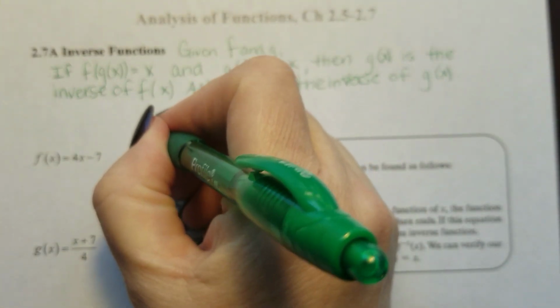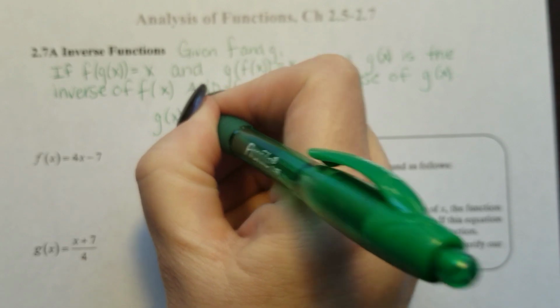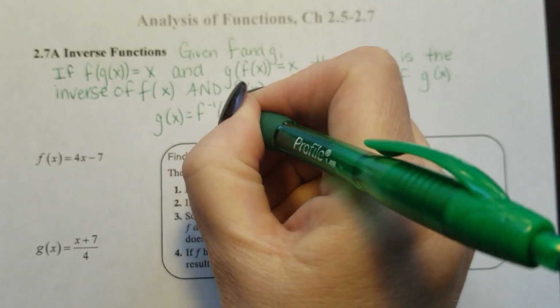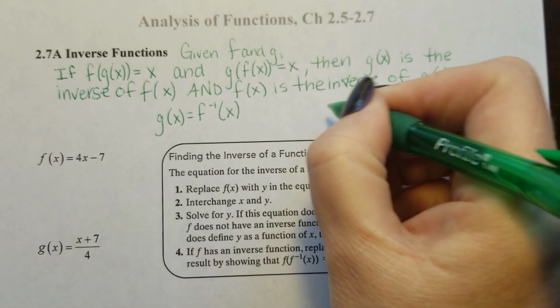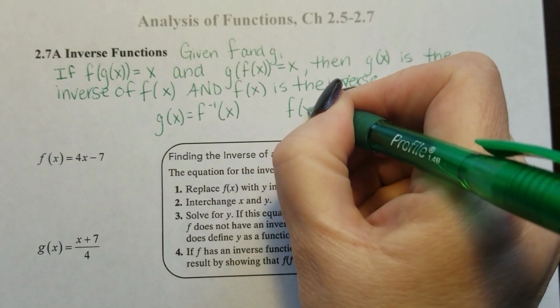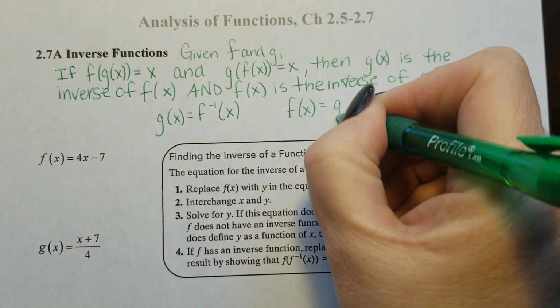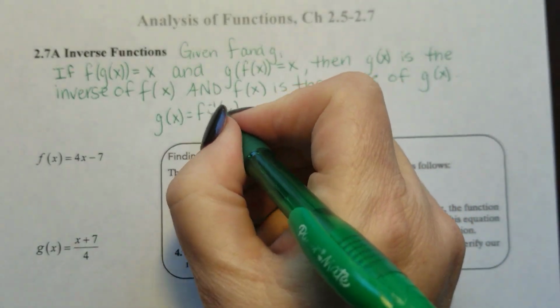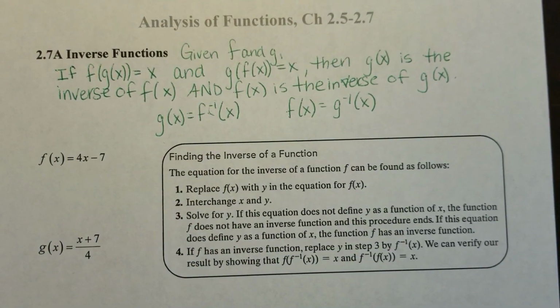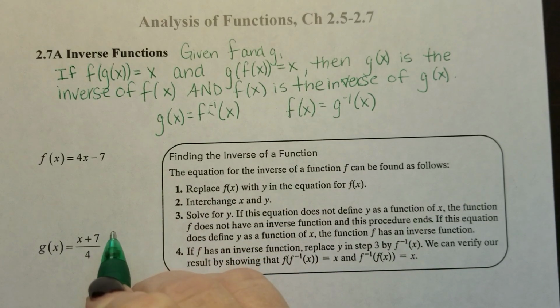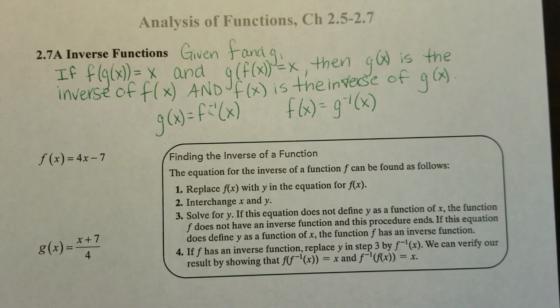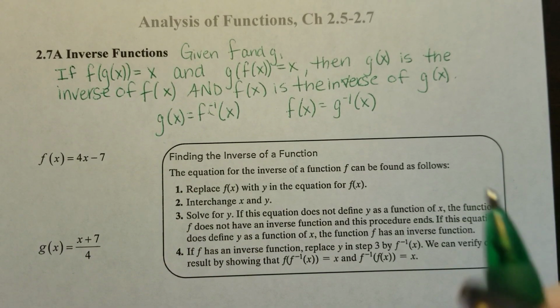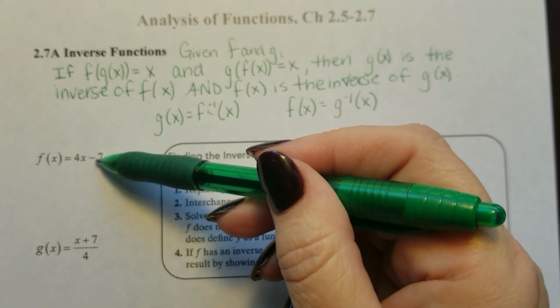So we can say g of x is equal to the inverse of f, and f of x is equal to the inverse of g. And that's what that little one in the subscript is, that's not a reciprocal when it's in function notation. That is the notation for inverse.